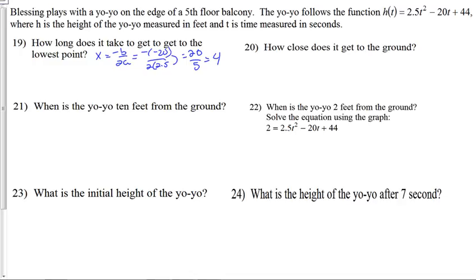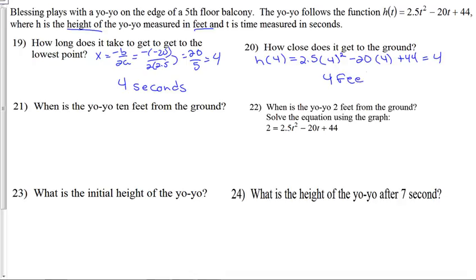And then we can plug that back in. We're going to find h of 4. It's 2.5 times 4 squared minus 20 times 4 plus 44. When you work that back out, you end up with 4. So how long does it take? That is the t, or the x coordinate of the vertex. So that's 4 seconds. And how close does it get to the ground? That's 4. And notice the height is measured in feet, so it'd be 4 feet.